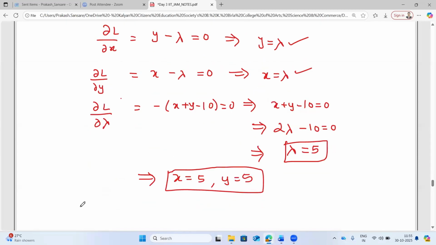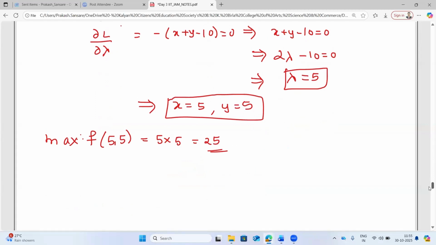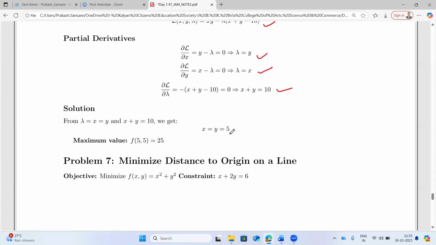Therefore, the maximum value of f occurs at 5 comma 5, and that is equal to 5 into 5, because f of x comma y is x into y, which is equal to 25. So the maximum point is 5 comma 5 and the maximum value is 25. The same thing I have tried to answer here with the notes, which I'll definitely share with you all. You can see that x plus y, and then x is equal to y is equal to 5, so the maximum value is 25.